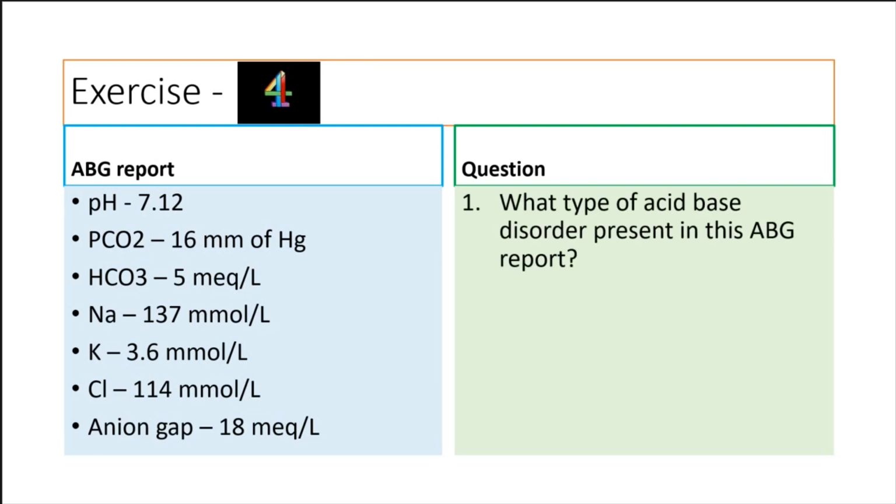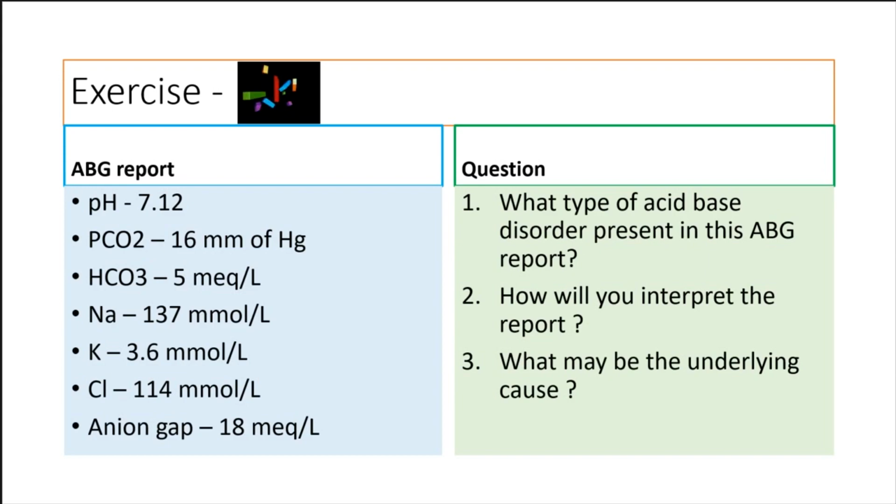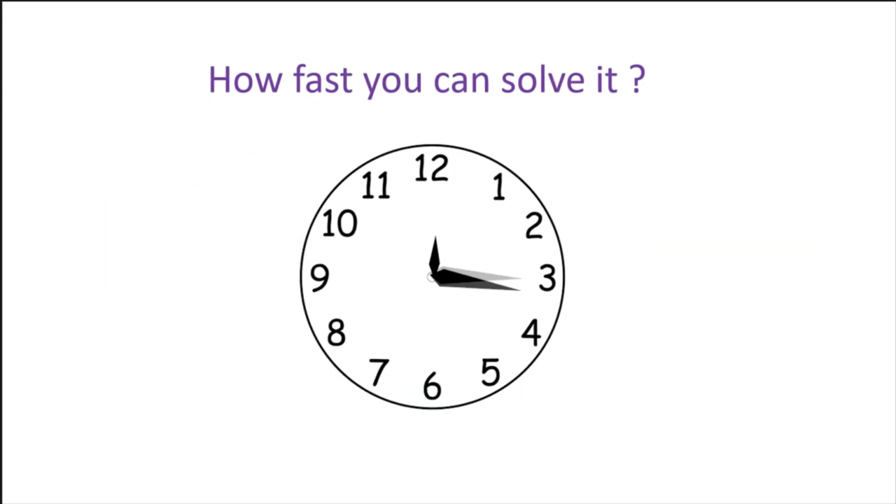Question. 1. What type of acid-base disorder is present in this ABG report? 2. How will you interpret the report? 3. What may be the underlying cause? How fast can you solve it?